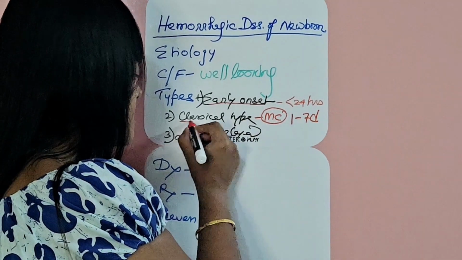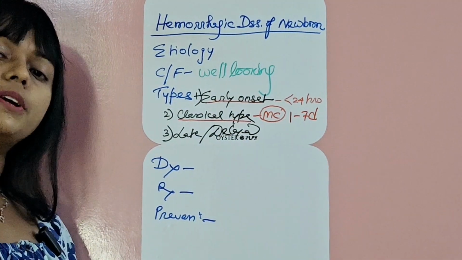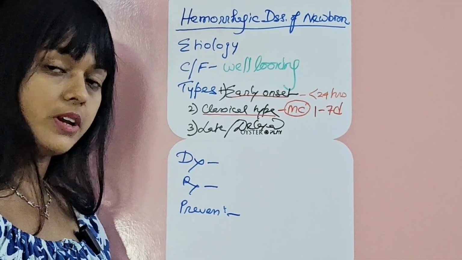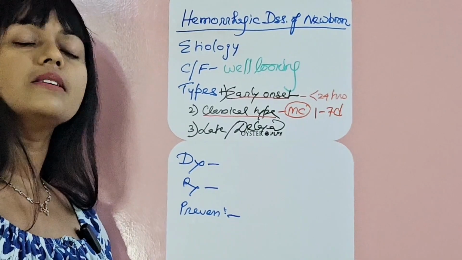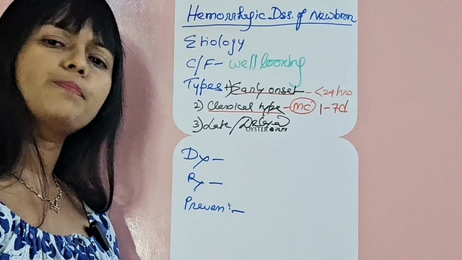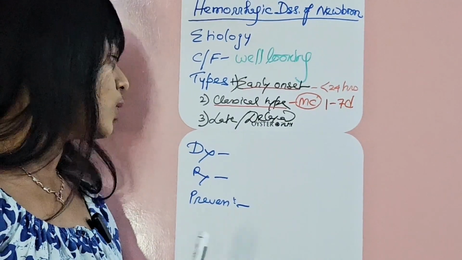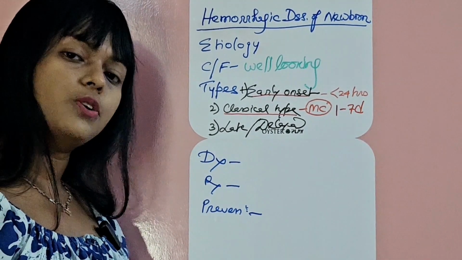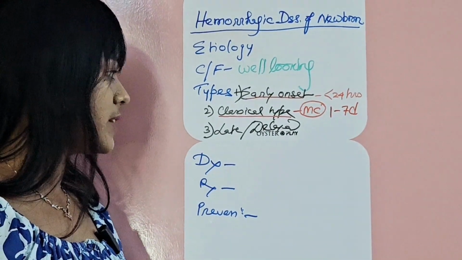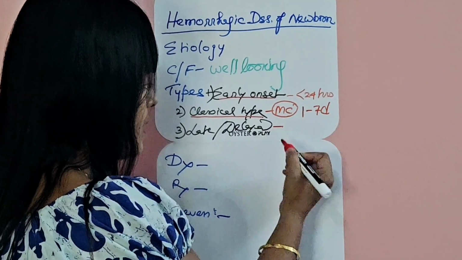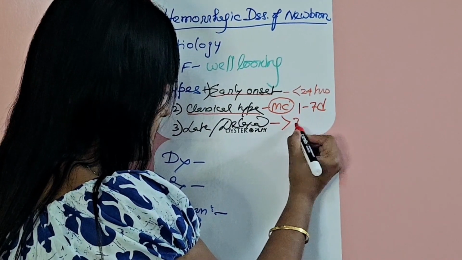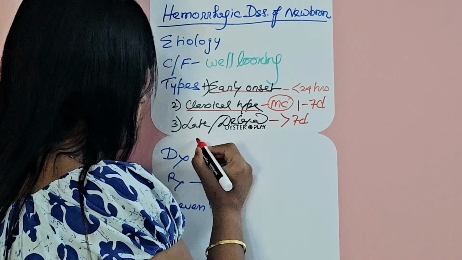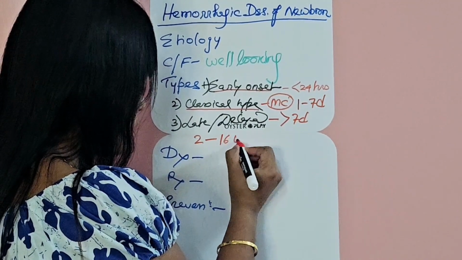Okay. One more thing, in this classical type, where does the bleeding occur from? Bleeding from umbilical stump, very important. A very catchy point is bleeding from umbilical stump. Next is bleeding from any prick site. That can also make you think of the classical type of hemorrhagic diseases of newborn. And the last one is the late delayed type. Here, the bleeding manifestation occurs after 7 days of life, but to be specific, it can go from 2 to 16 weeks.